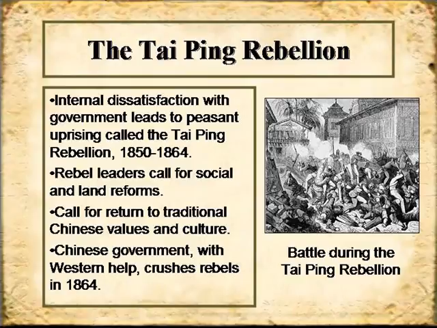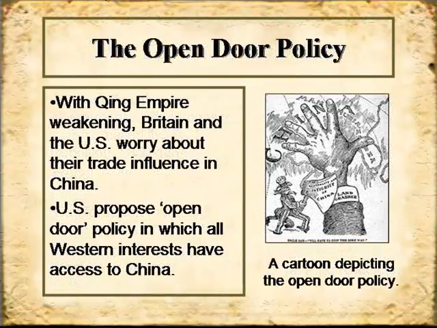They start to get upset with the Western influence and want to go back to the way things were earlier on. The Chinese government, however, which is under pressure, elicits or asks for Western help, and they crush the rebels in 1864. But this also ties the Chinese government back to the Western societies. That leads to what's called the open door policy.